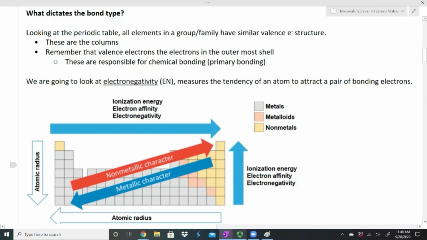And as we move down, the gray ones, and to be honest, a large portion of the periodic table is gray, are our metals, and metals don't really care about gaining more electrons.